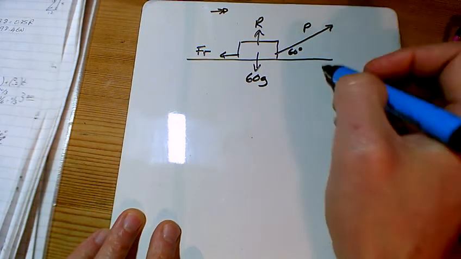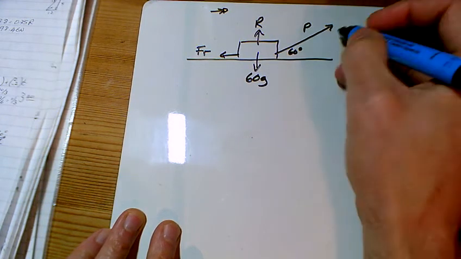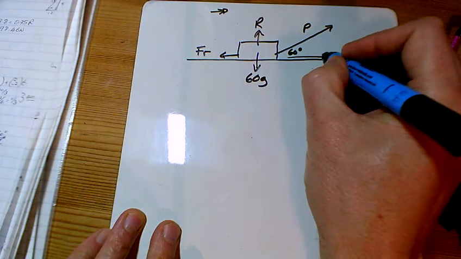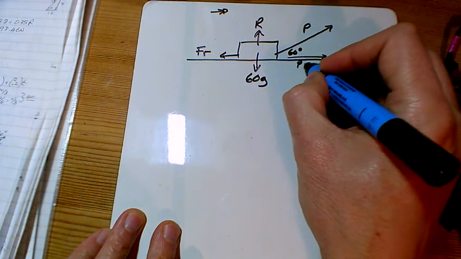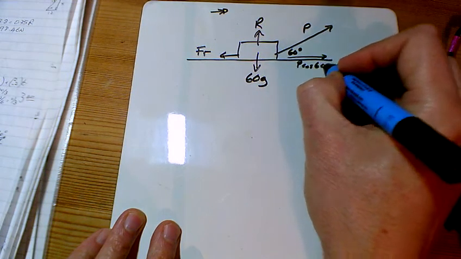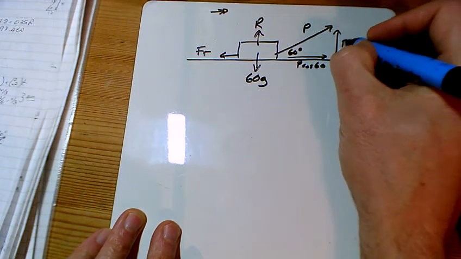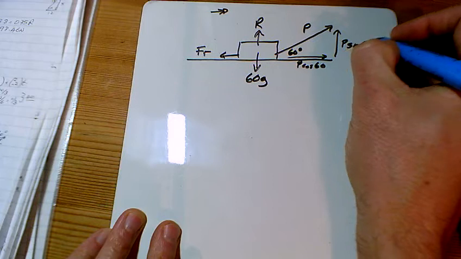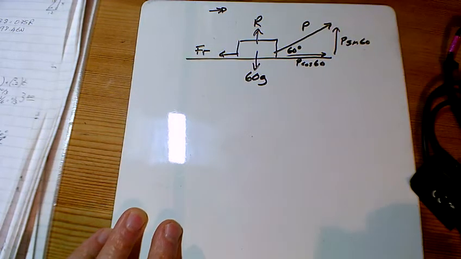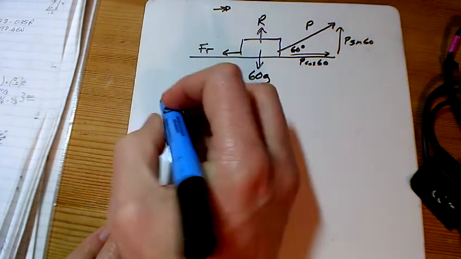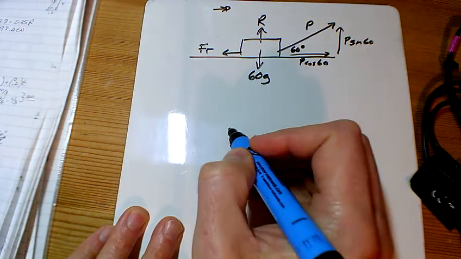So look, normal stuff here. We've got to break this up to start with. Pulling this to the right is P cos 60 because it's next to the angle, and pulling this up is P sin 60 because it's opposite the angle. And I think we've got some things to work on here then, haven't we?